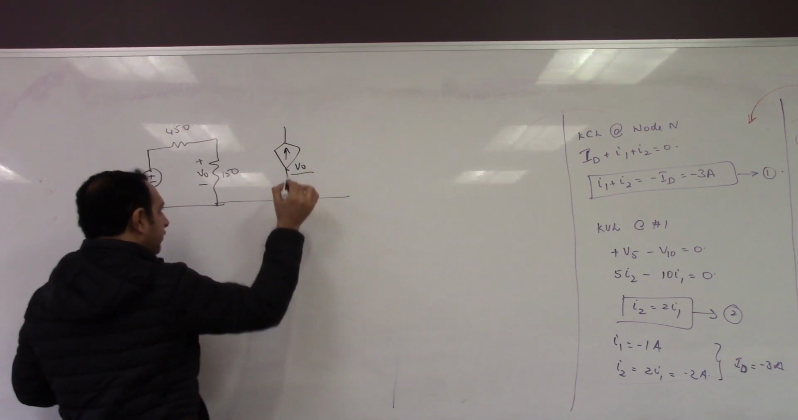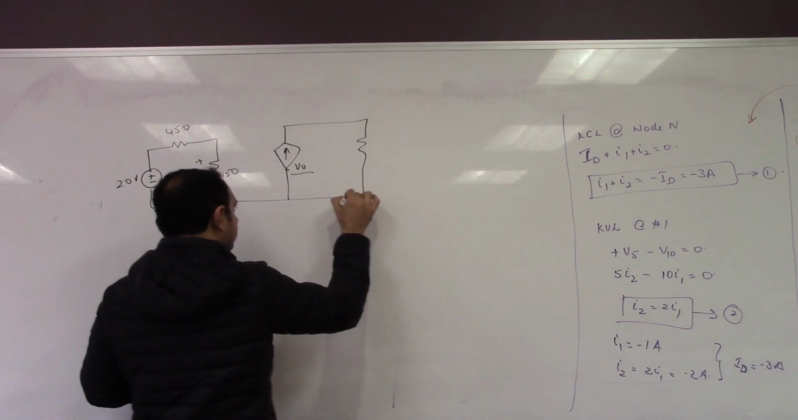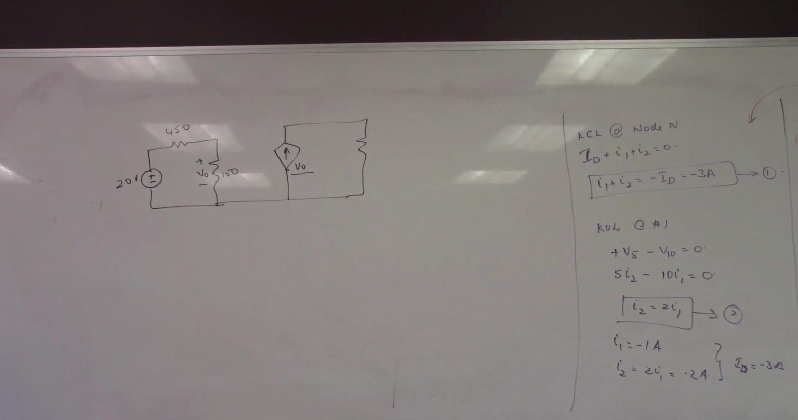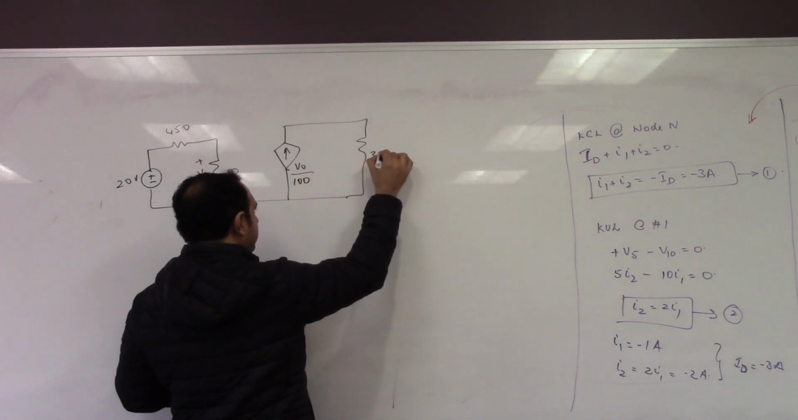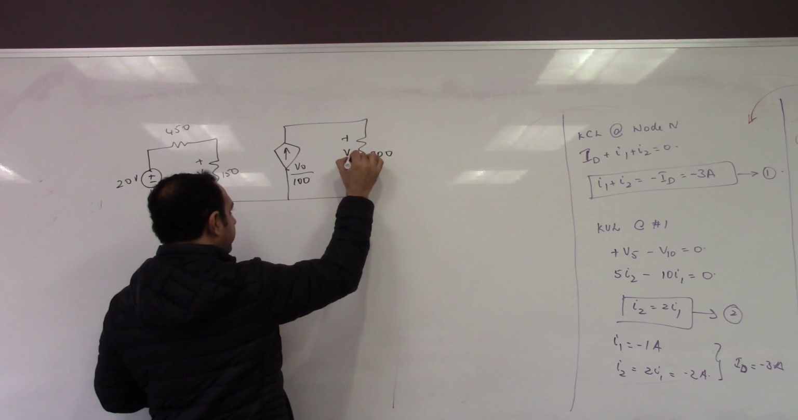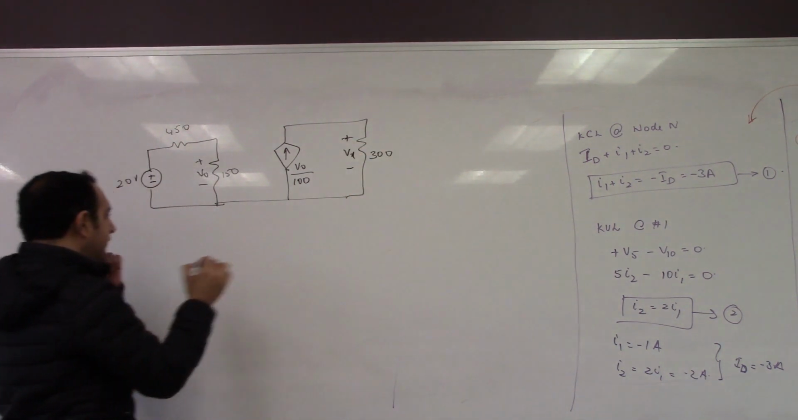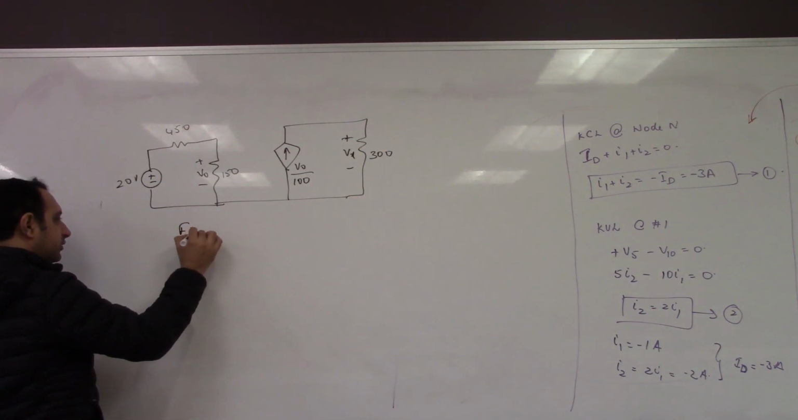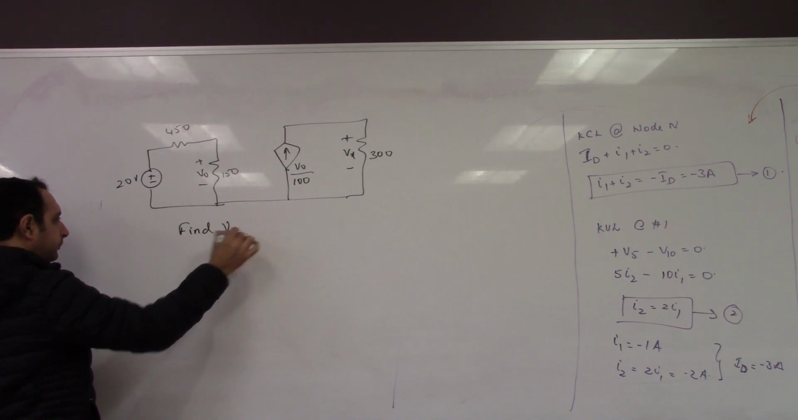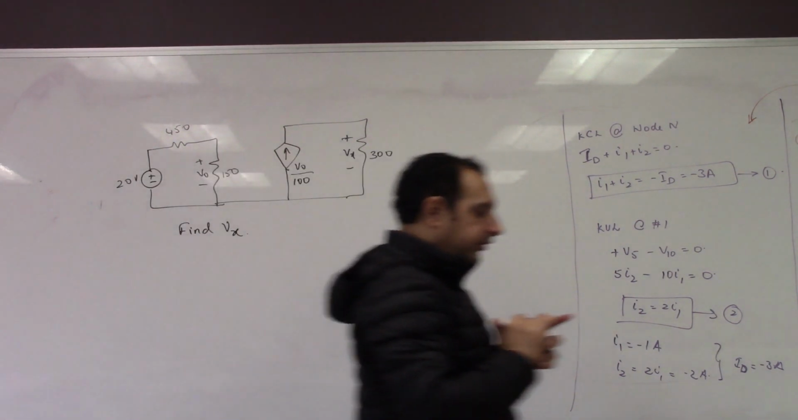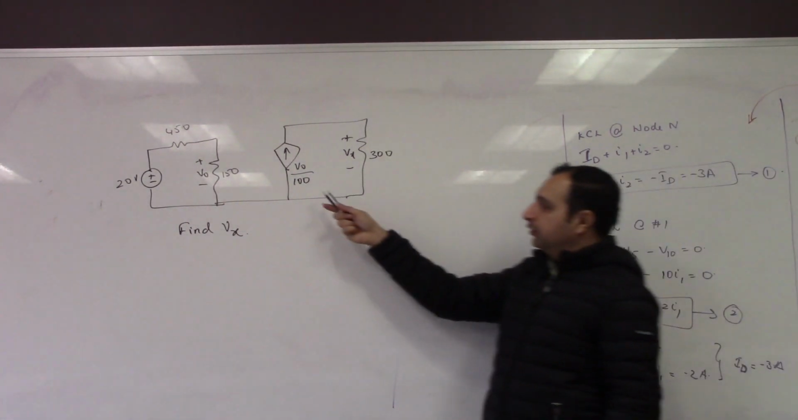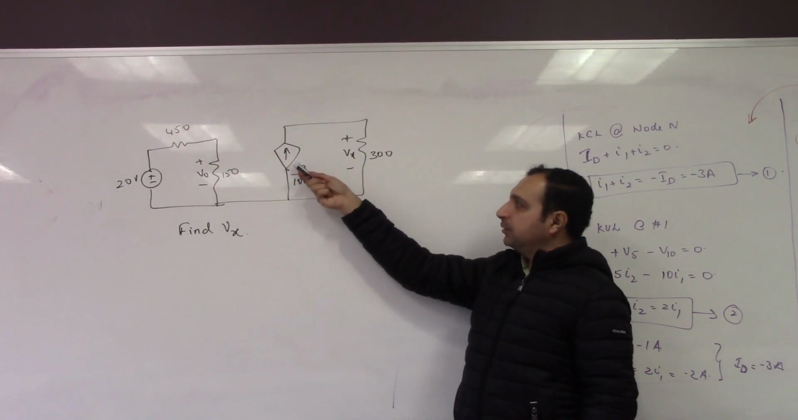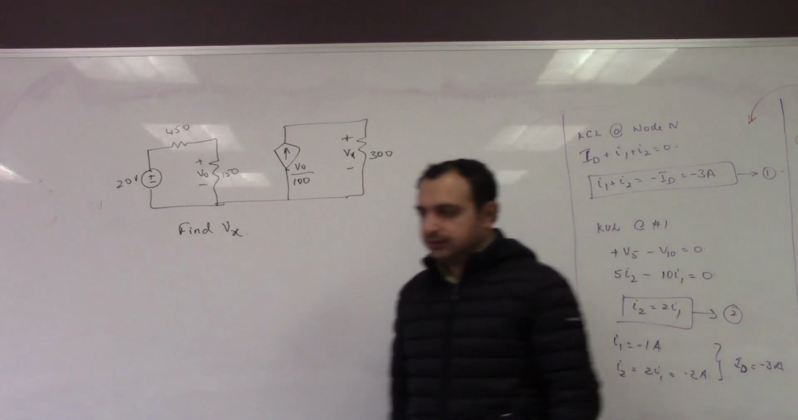This is V0 divided by something. I'll tell you what that value is: it is V0 divided by 100. This is 300 ohms. You need to find this voltage Vx. That's it, very straightforward. First find V0. Once you find V0, you know this current, because this is a dependent current source, and you can find this voltage. That's it.